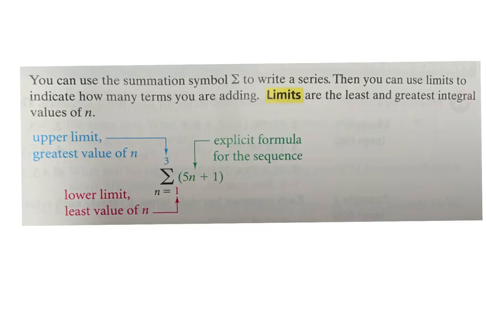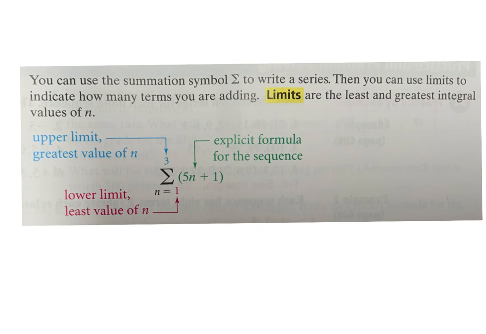You can use the summation symbol that looks like an E. It's actually a capital epsilon to write a series. Then you can use limits to indicate how many terms you are adding. Limits are the least and greatest integral values of n. You have a lower limit and an upper limit. Lower limit is the number that you start on for this series, and upper limit is where you end.